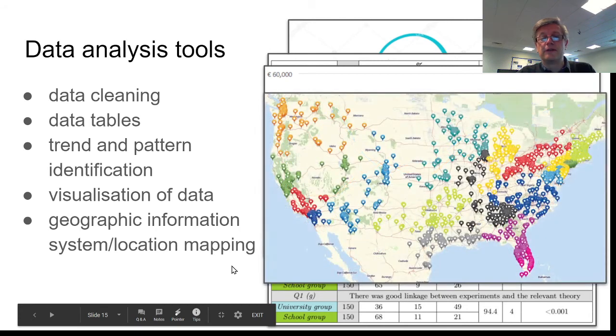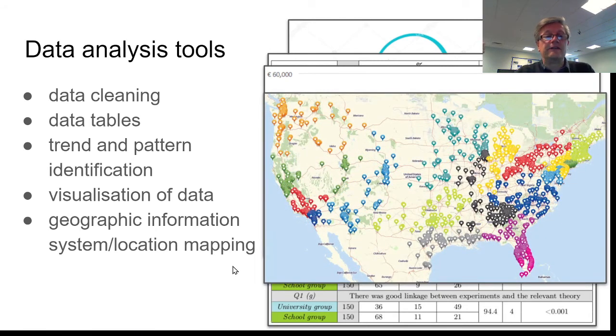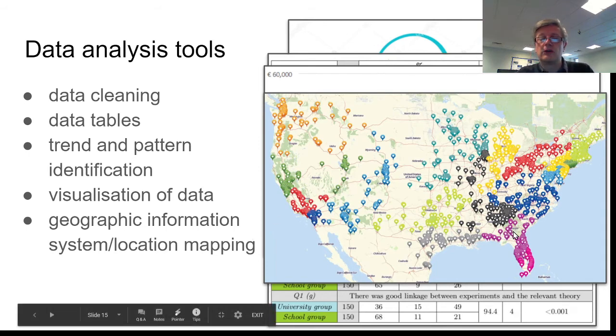Another tool that you see often is this idea of location mapping using GPS systems. And you can see here, this has also been color coded.